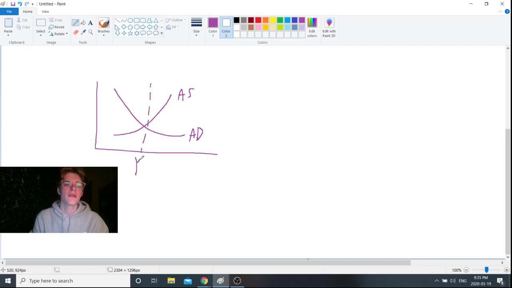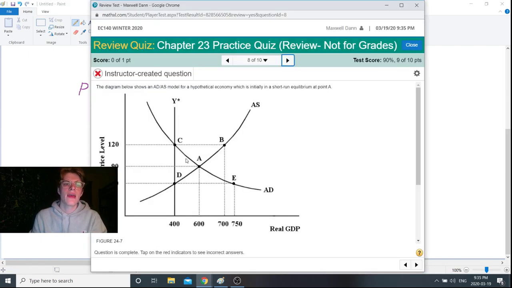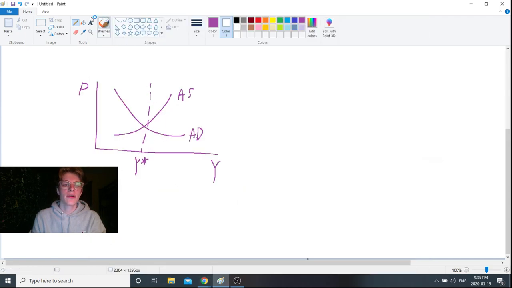This is our potential output. It's always good to label your axes just so you don't forget, right? And then what it says here, so this is our potential output, and it's not at potential output. I'll erase this. That would be if it was in long run equilibrium. It's not, that's fine. So what it looks like in this one is it's over here.